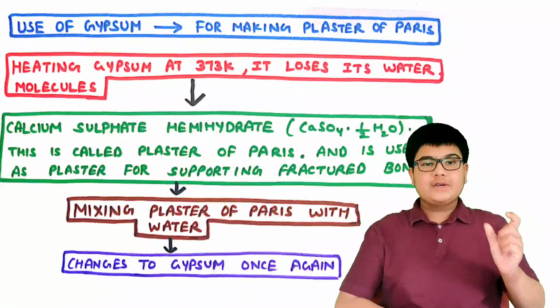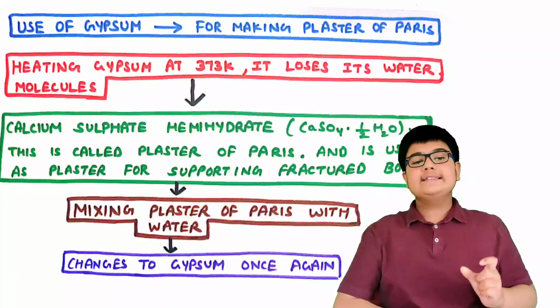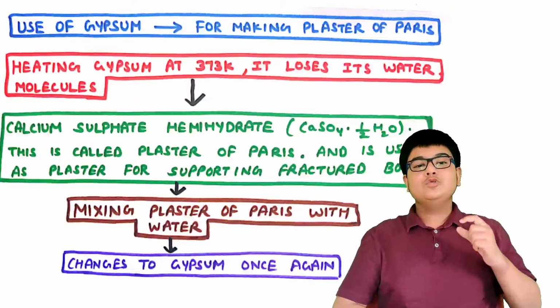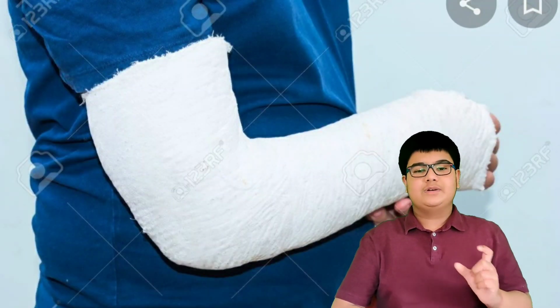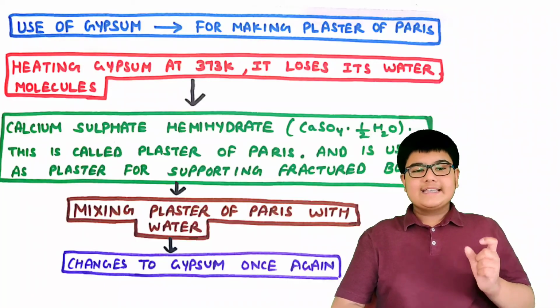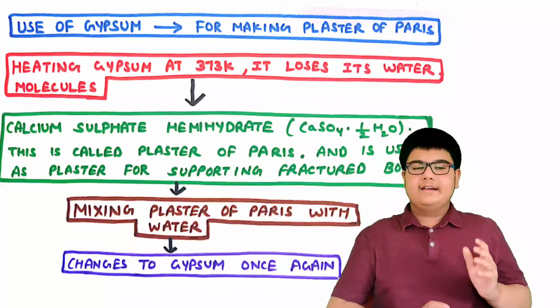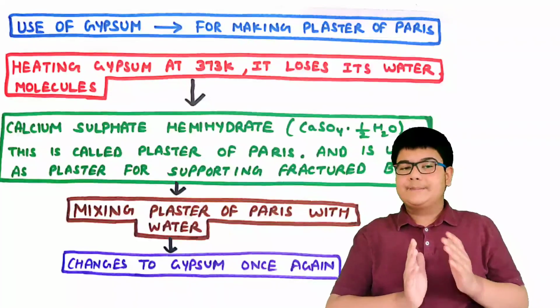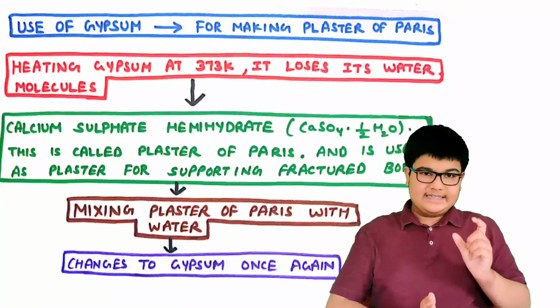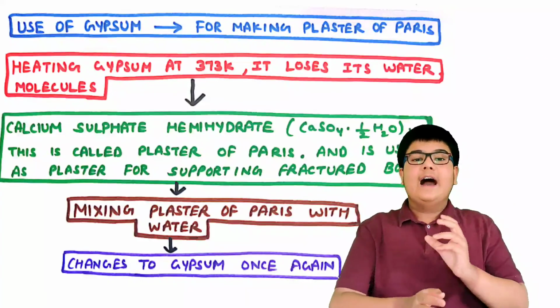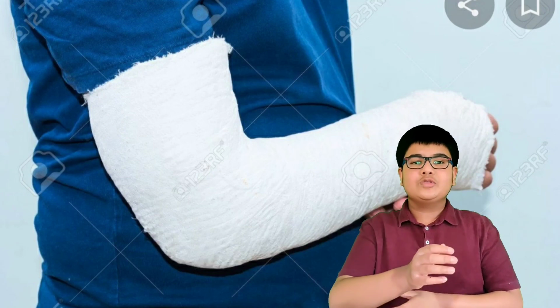And this calcium sulfate hemihydrate is known as plaster of Paris, and it is used as a plaster for supporting fractured bones. Now on mixing this calcium sulfate hemihydrate with water, it gets converted into gypsum. And this gives us a very hard solid mass, and it helps to keep the fractured bones in place.